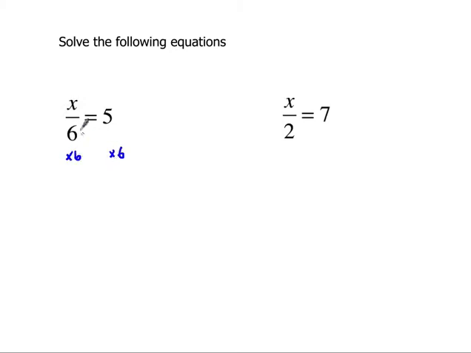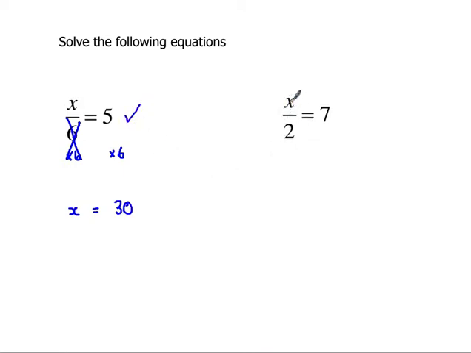So because I've got x divided by 6, if I then times by 6, I can effectively just cross out that divide. So I'm left with just what's on top, so just that x. And then over here I've got 5 times by 6, which is 30. And if you check back, that kind of makes sense, because 30 divided by 6 is 5.